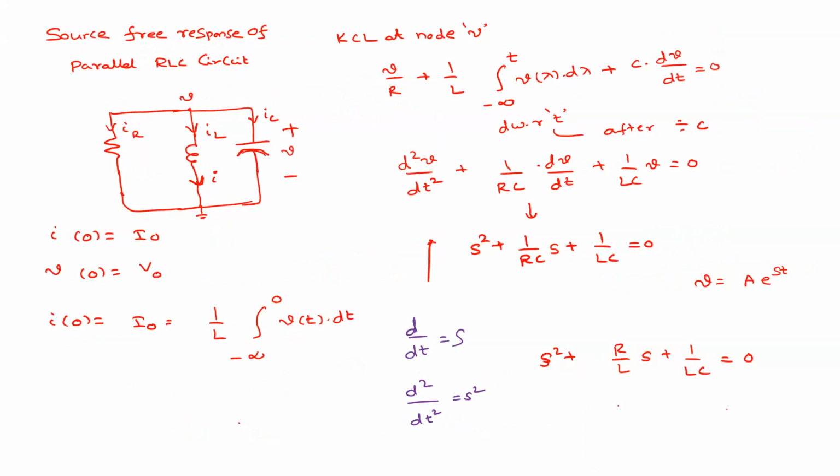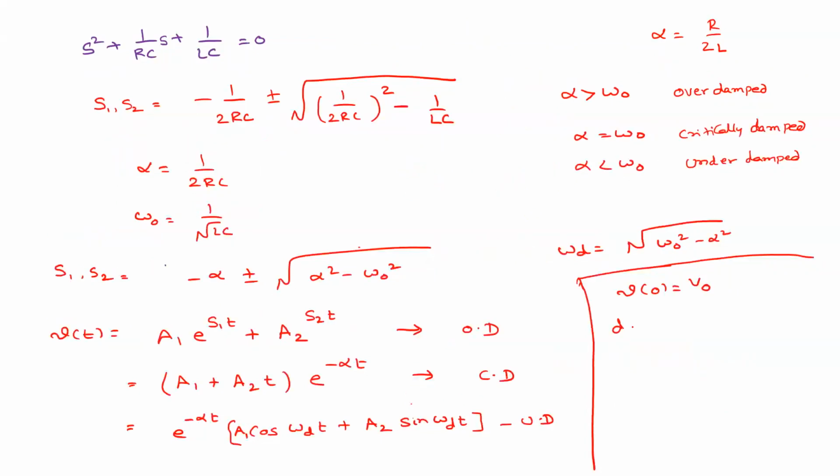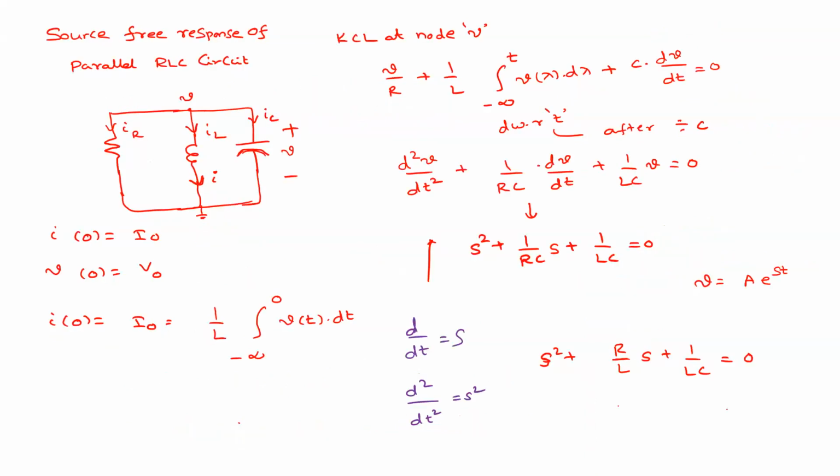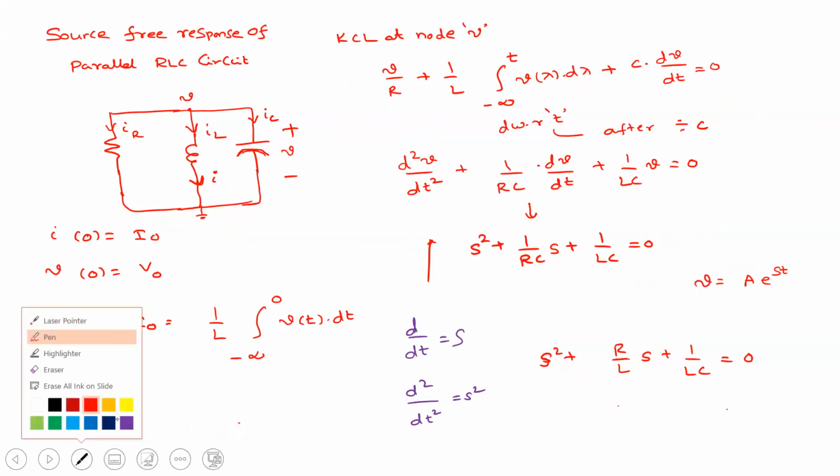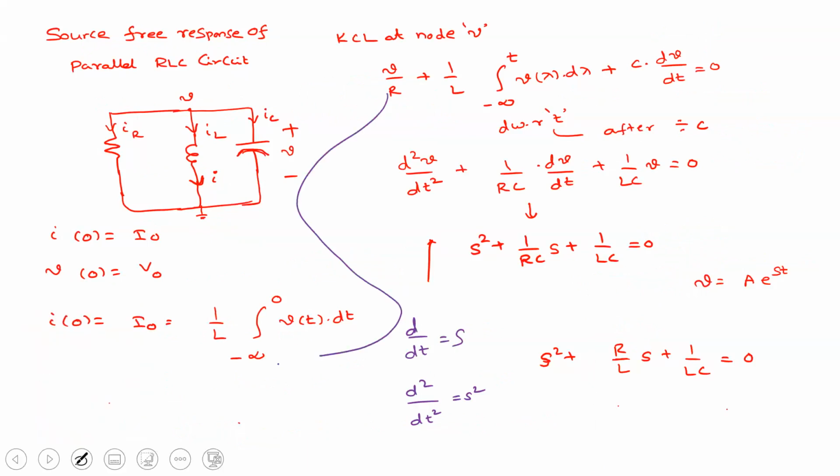dV of 0 by dt. So how to find that? We have this expression, right? From this expression, for t equal to 0, can anyone tell? The first term is V of 0 by R, right? So what is the next one?